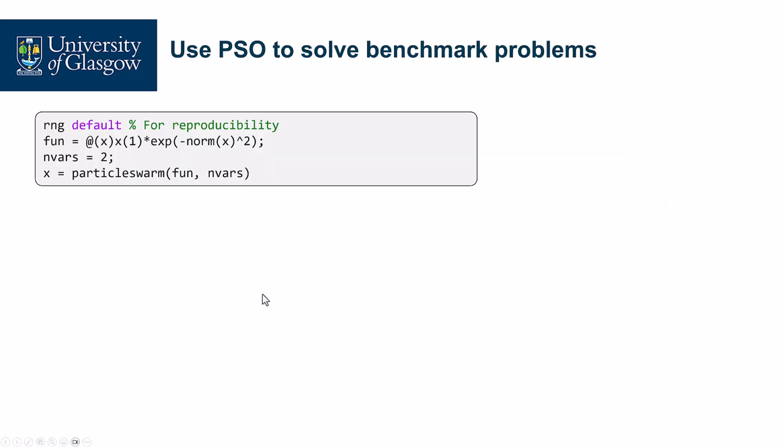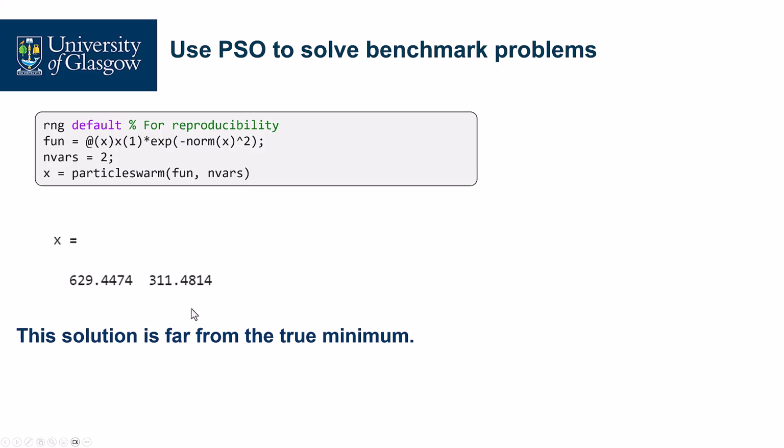Then let's start from the simplest format. Here I have written an anonymous function. In case you forget it, you can review course 1 of this specialization, the MATLAB part. Then I call this function using the number of design variables, the simplest form, and we can see what the result is. The result is very far from the true minimum.